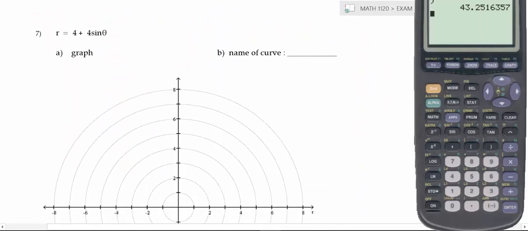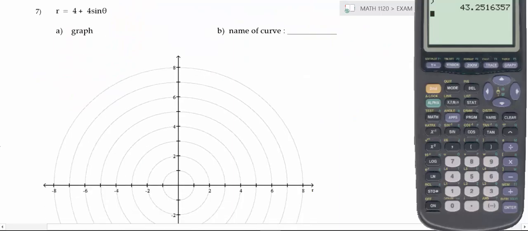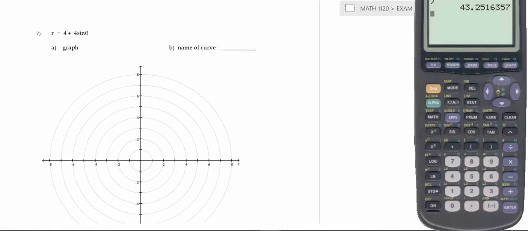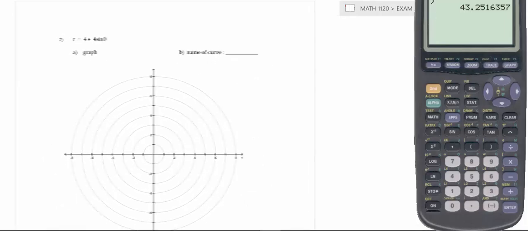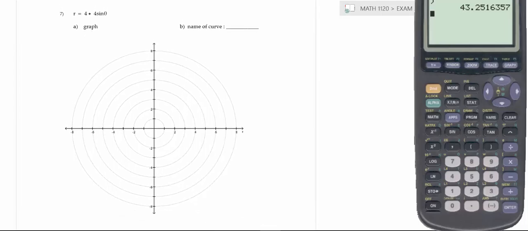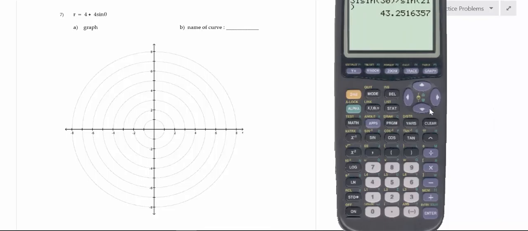Now we're going to do a graph of a polar equation on the next page. Let's run through this. This one is just intended to be done on the calculator, so any of the basic things we did in class, you'd be expected to do with a calculator. I do want you to know how to do polar graphs on a calculator.